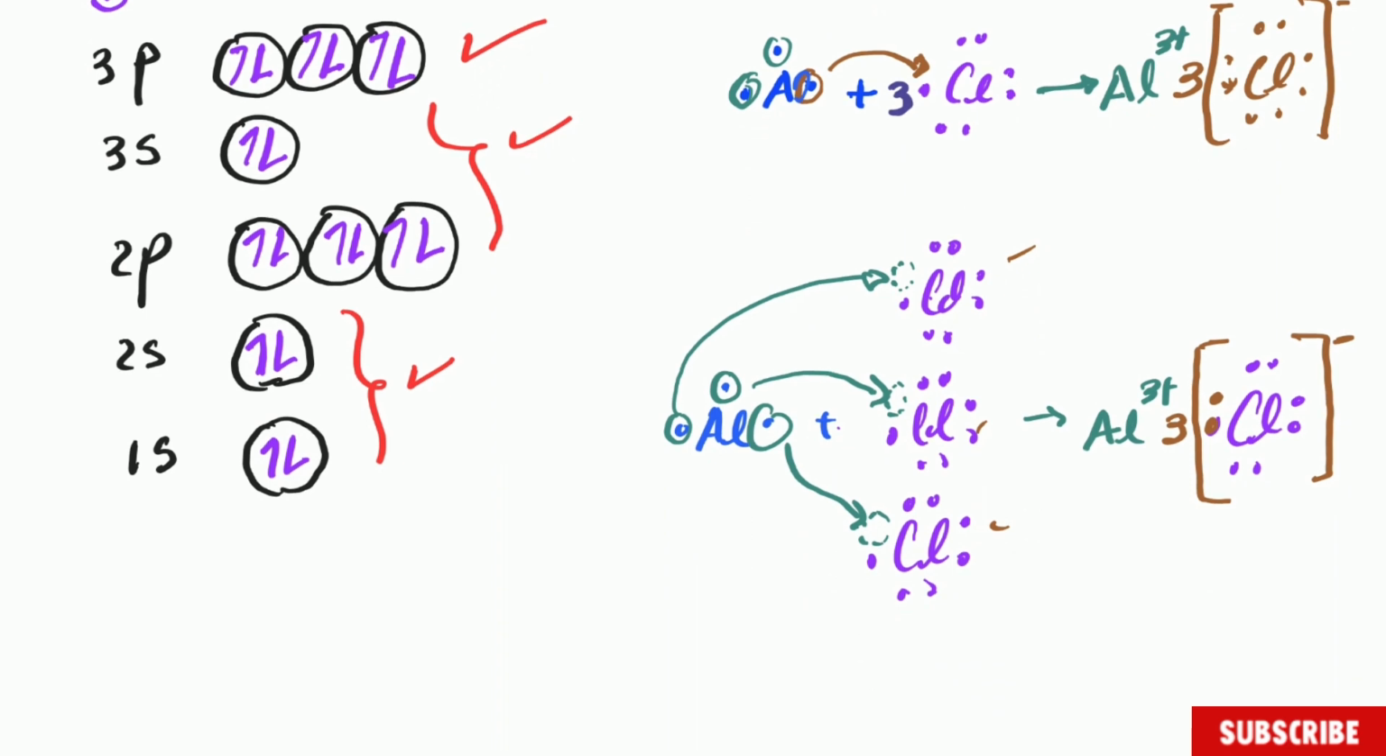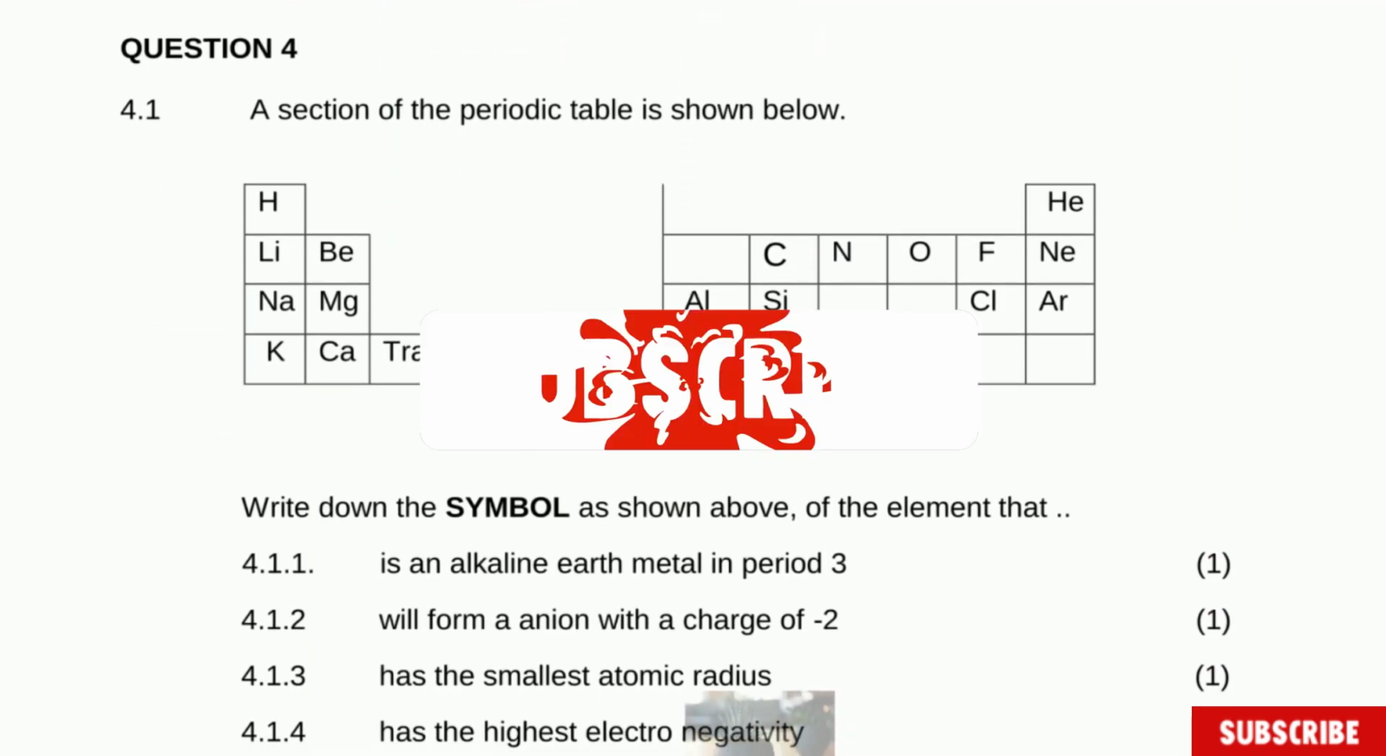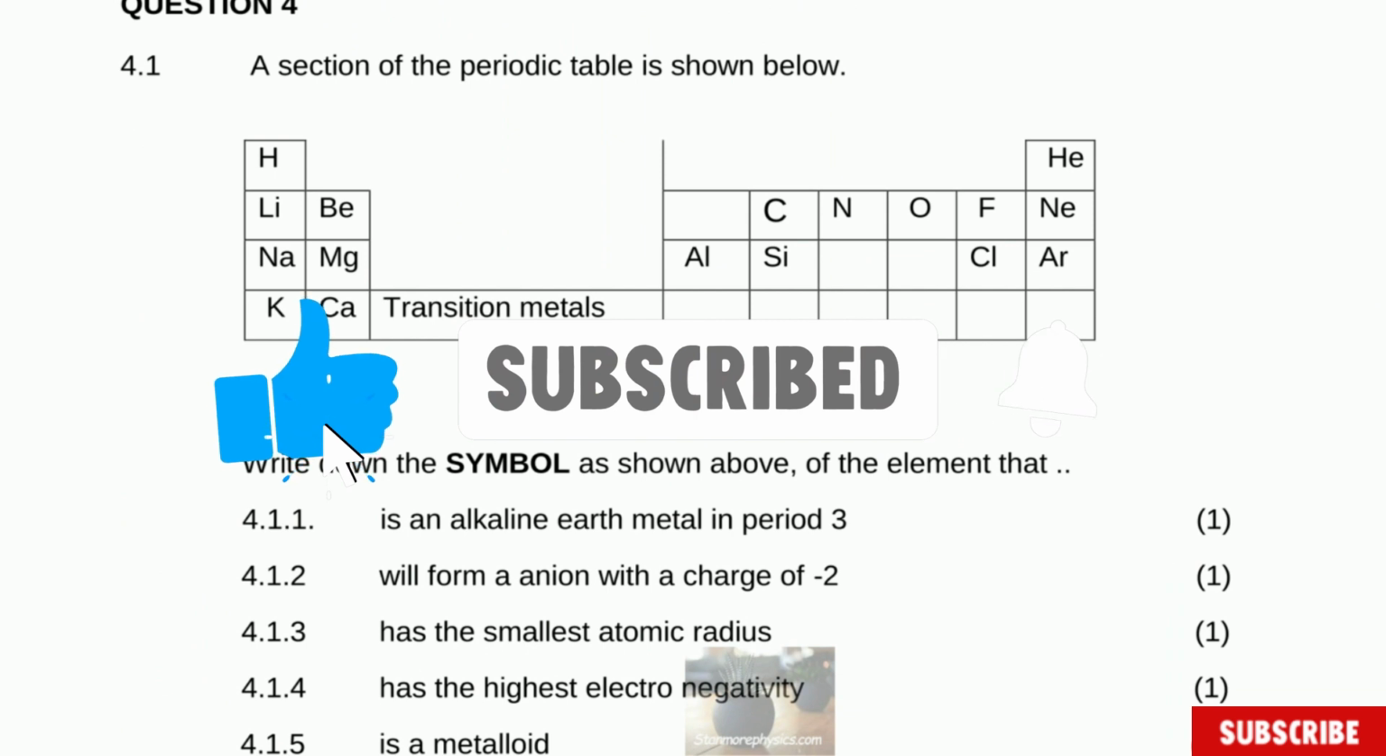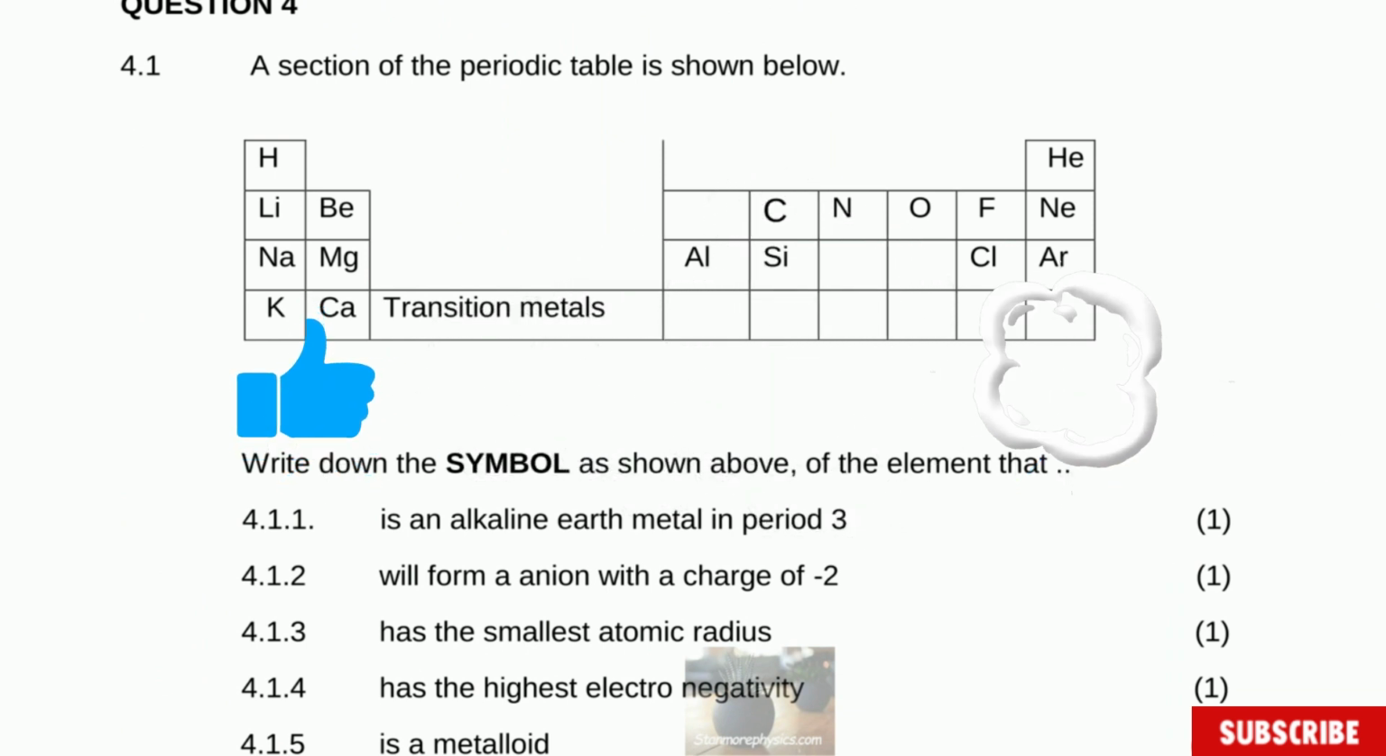This one is the end of the question. Don't miss next time. Next time we're going to be working with more about the periodic table. It could be quite tricky, but for now it's all.